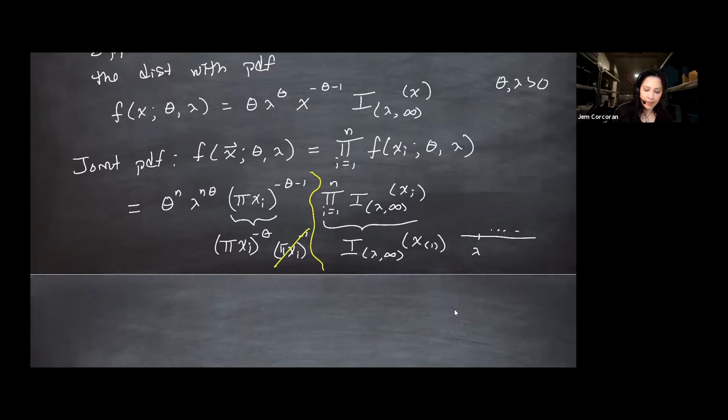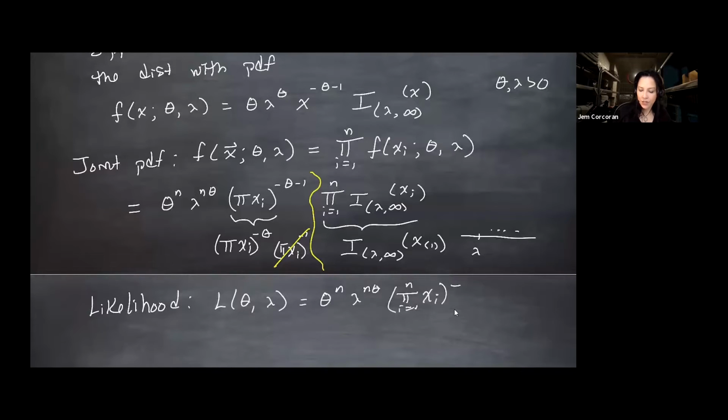So a likelihood. This is going to be an L of theta and lambda. And I'm going to take theta to the n, lambda to the n theta, the product as i goes from 1 to n of the xi. And I could just have minus theta there because I'd be dropping that constant with respect to the parameters. But I'm going to put it in again so we can see that it disappears so you can feel better about dropping future constants.